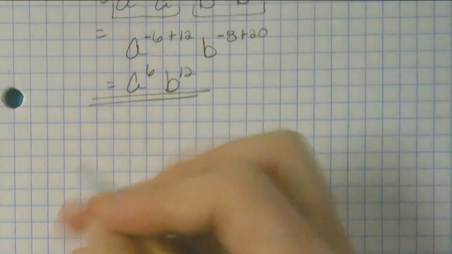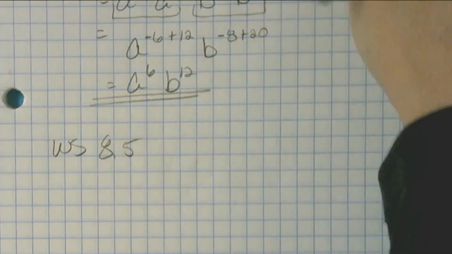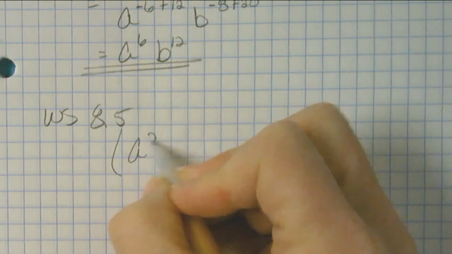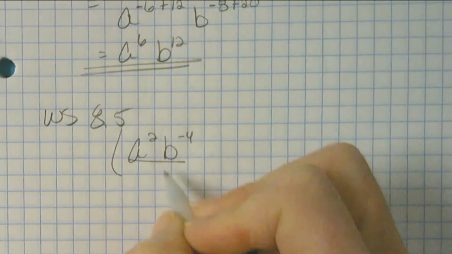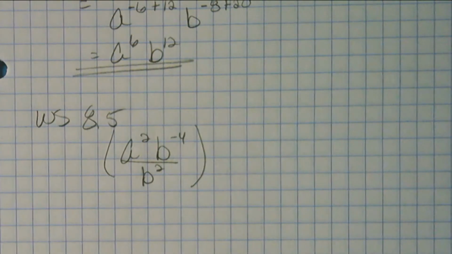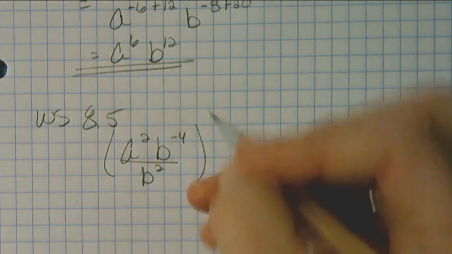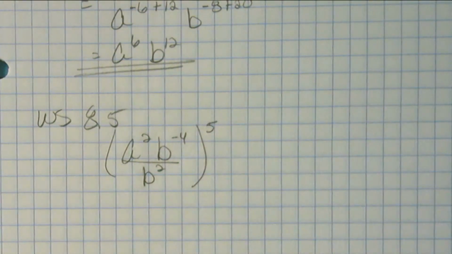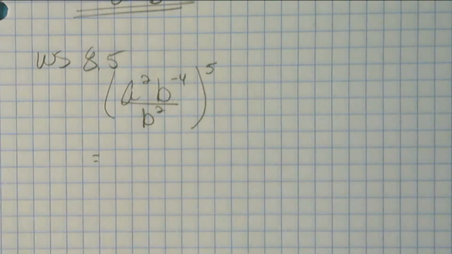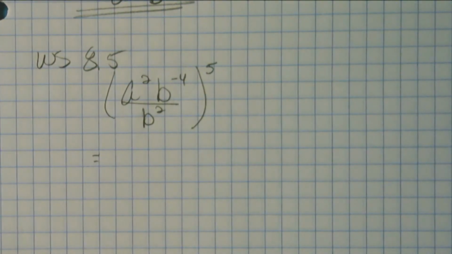So I'm going to do number 12 from worksheet 8.5. Again, please use this as a guide. Number 12 said in parentheses, a squared times b to the negative 4th divided by b squared. Now you have to keep in mind, you're seeing negative powers. So once I get done doing my distributive property, simplifying where I can, you've got to pay attention, what do I do if I have a negative power at the end? This whole thing is going to be raised to the 5th power. Keep this in fraction form. Please keep it as a fraction with a horizontal line as your fraction bar. It's going to make things a lot easier.